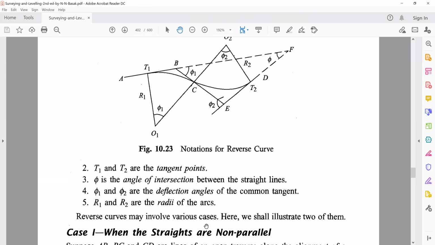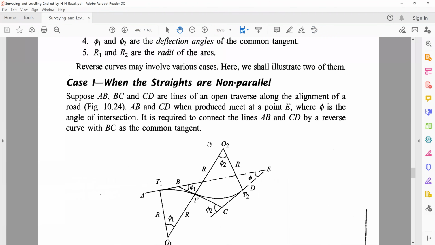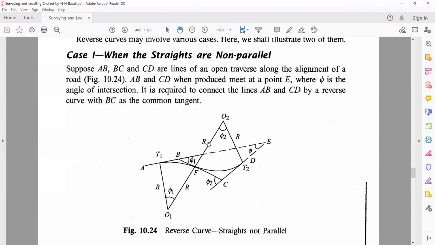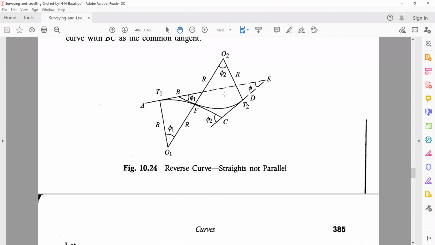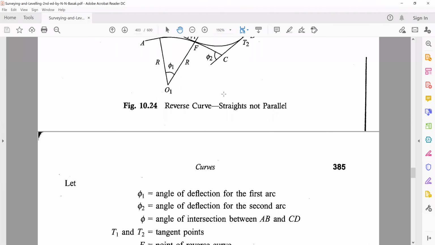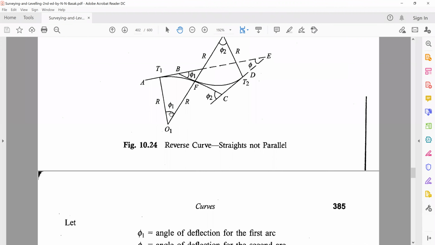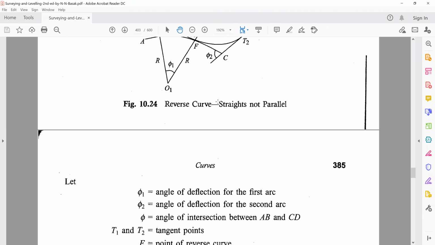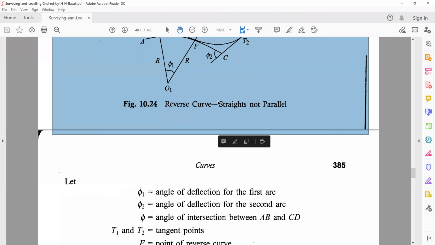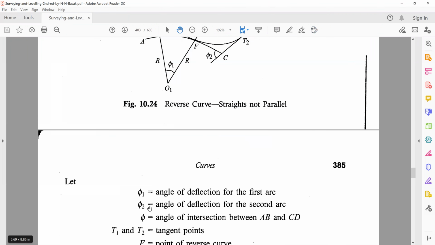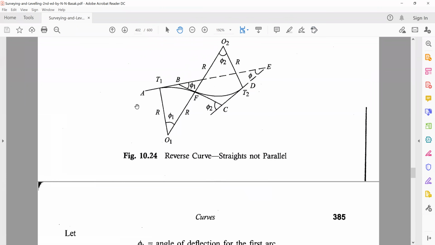So we've discussed these factors over here, and we'll jump straight to case one, when the two straights are non-parallel, something that we just discussed. Over here, just a recap that phi 1 is the deflection angle for the first curve, and phi 2 is the deflection angle for the second curve. And phi is the angle of intersection. So this is the angle of intersection for AB and CD, which is equal to phi.